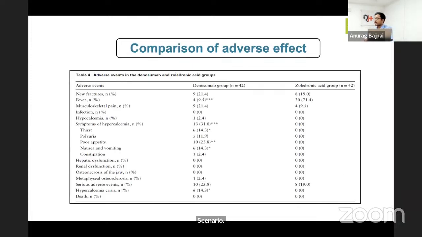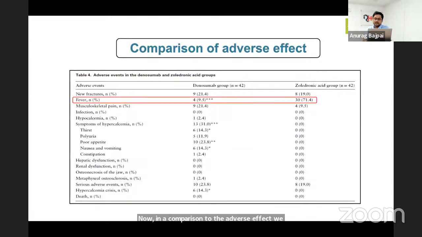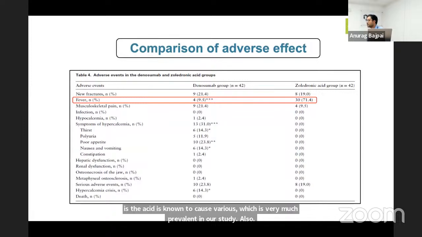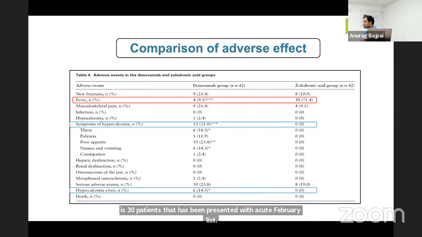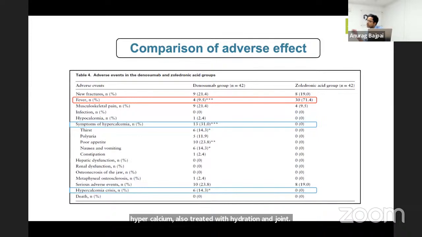Now, in comparison of adverse effects, zoledronic acid is known to cause febrile illness, which is very much prevalent in our study also. There were 30 patients who presented with acute febrile illness. But when you compare the hypercalcemic episodes or hypercalcemic crisis, the denosumab group has many more hypercalcemic events in comparison to zoledronic acid. The interesting thing is that there were no episodes of hypercalcemia with zoledronic acid. Even the patients who presented with hypercalcemia were treated with hydration and zoledronic acid, and were subsequently normocalcemic for the 1 year duration.